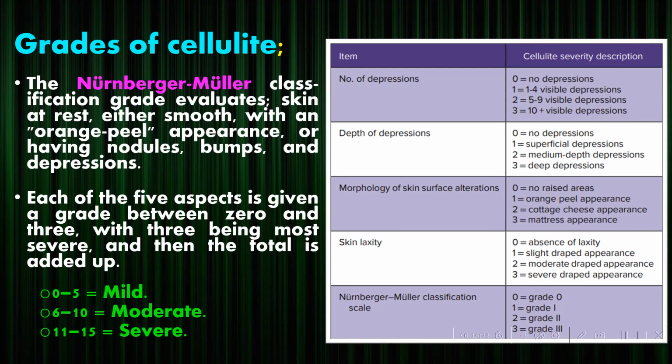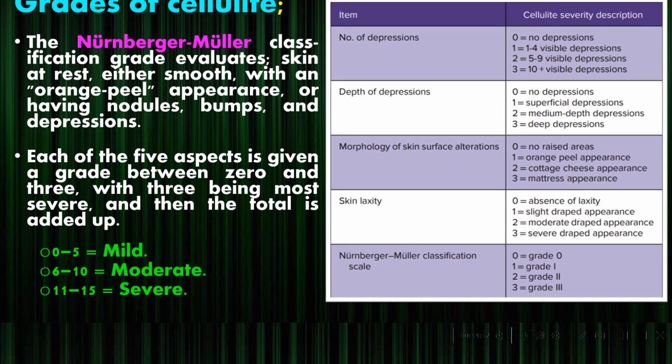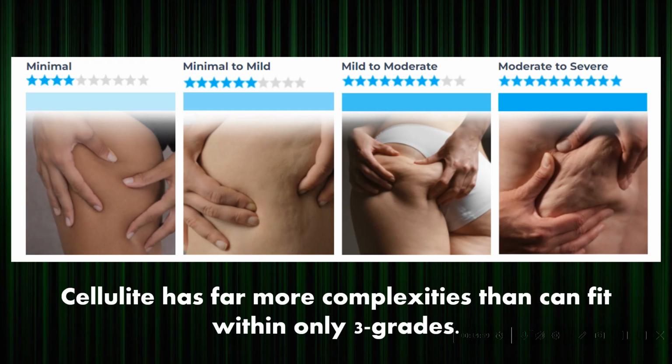The Nürnberger-Müller classification grade evaluates skin at rest, either smooth, with an orange peel appearance, or having nodules, bumps, and depressions. Each of the 5 aspects is given a grade between 0 and 3, with 3 being most severe, and then the total is added up. 0 to 5 equals mild. 6 to 10 equals moderate. 11 to 15 equals severe. Cellulite has far more complexities than can fit within only 3 grades.